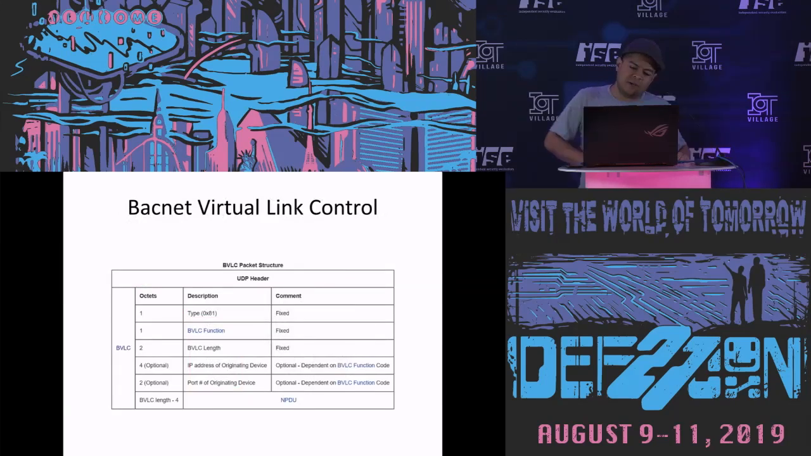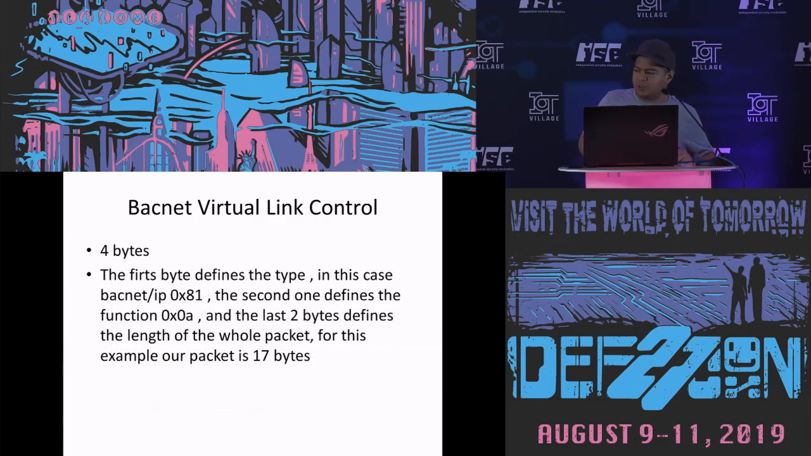Okay, let's talk about the first layer, the BACnet Virtual Link Control. It's basically 4 bytes. The first byte defines the type, in this case BACnet IP, which is 81 in hex. The second one defines the function, in this case which function we would like to execute in the communication. And the last 2 bytes define the length of the whole packet.